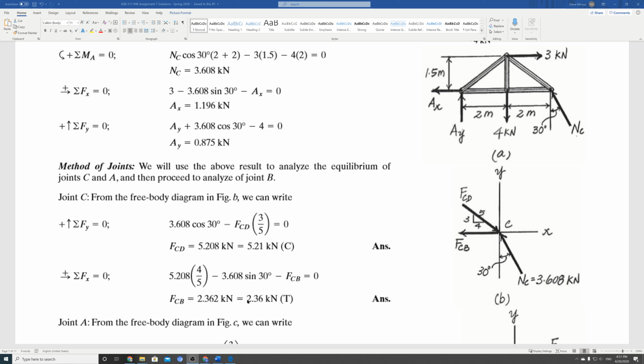So you could solve for that. There's only one unknown. So now we have 2.36 kilonewtons, and it's under tension. How do we know it's under tension? Because that's the way it was drawn here. It was drawn as a tension, and since the answer came up positive, we know this is correct. So we'll use these directions when we analyze the next point.